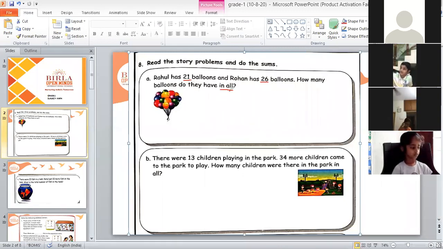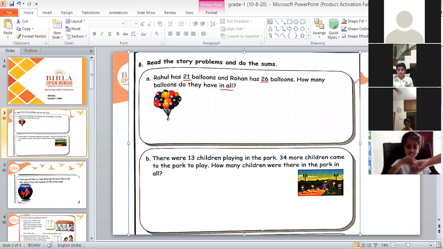See here, children, Siddharth, listen very carefully. In all word is there, you all can see there. And whenever this in all word is there, what you have to do? Yes, Siddharth. Yeah, you were raising your hand, tell me. No, you were raising your hand, I am asking you what happened. Nothing. Okay.